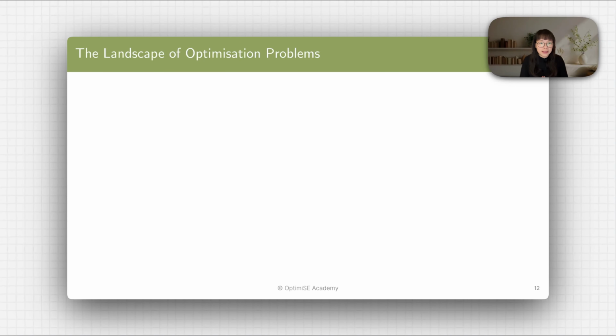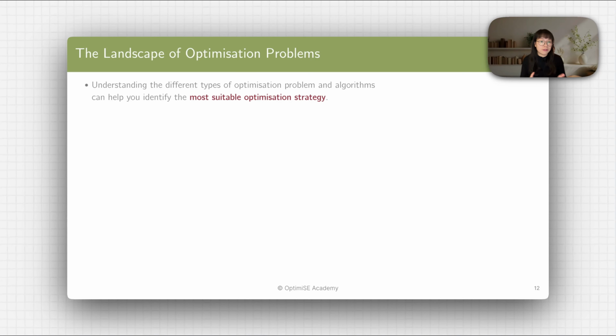Okay, so now let's take a look at the classification of optimization problems. It's very useful to understand the different types of optimization problem and the algorithms as well, because it helps you identify the most appropriate optimization strategy for your particular problem.